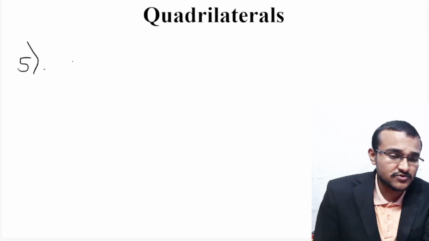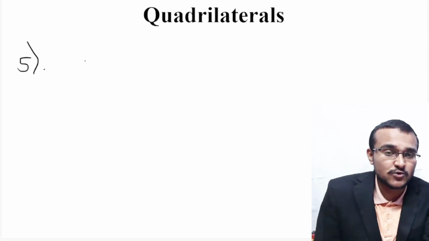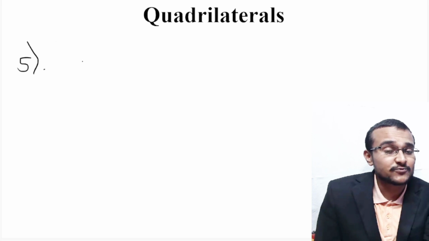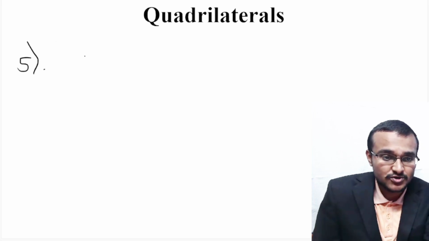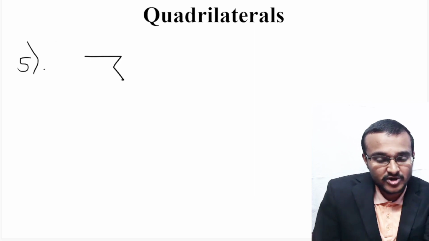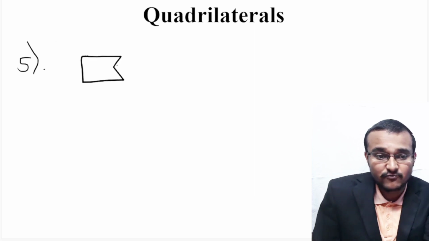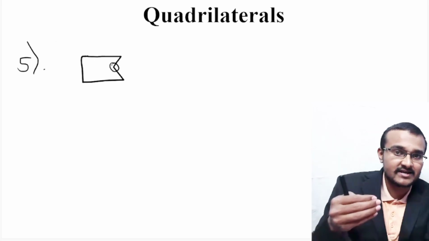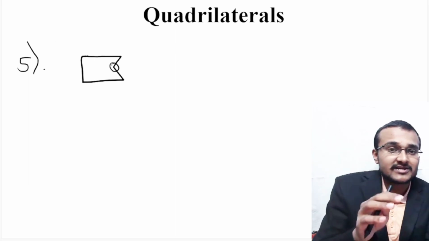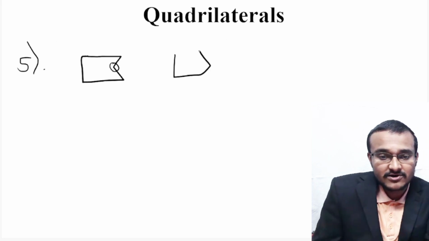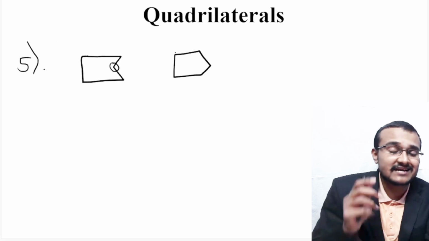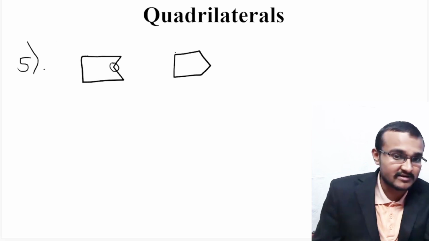Coming to the fifth question, they have asked why a rectangle is a convex quadrilateral. If you refer to my part 1 video of this quadrilaterals chapter, I have explained what concave and convex polygons are. So let's say we have a polygon like this. If a polygon has one of its points interior to it, then this particular polygon will be a concave polygon.